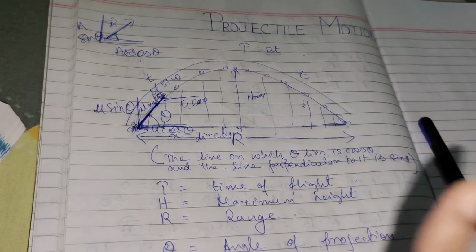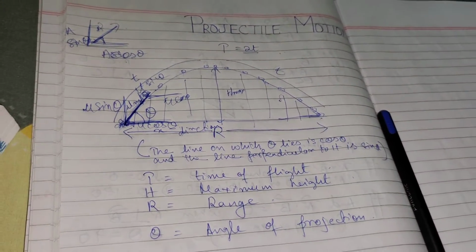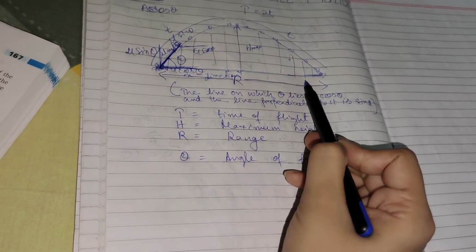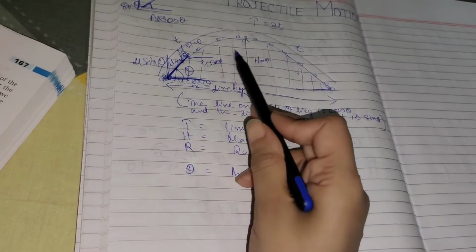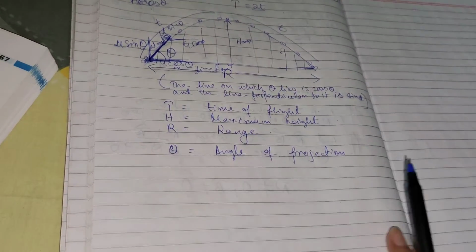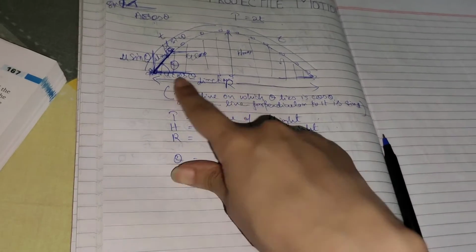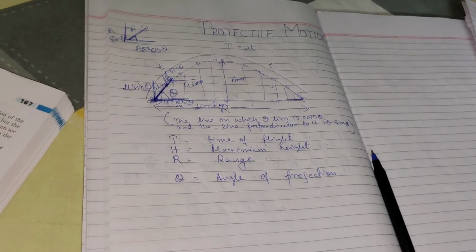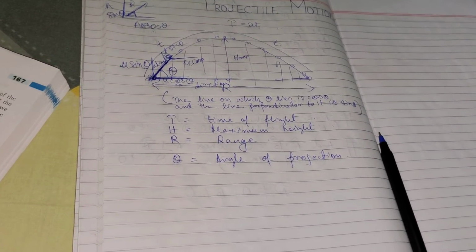But let me tell you one thing, along the x direction, the velocity doesn't change, and I will give you the reason why. Why doesn't the velocity along x direction change? The velocity only changes along the y direction. Along the x direction, the velocity is u cos theta, but it will remain constant throughout.